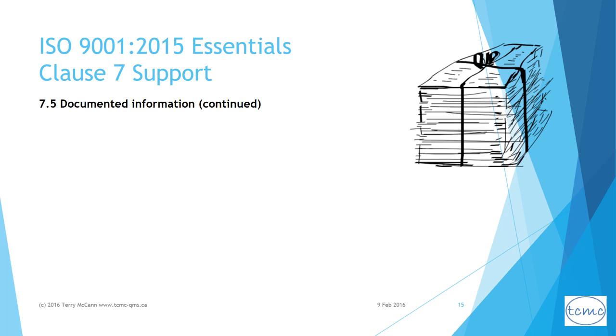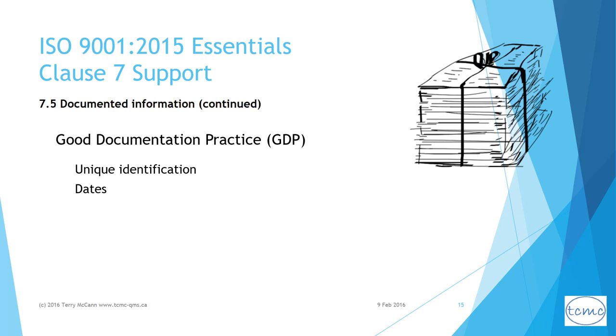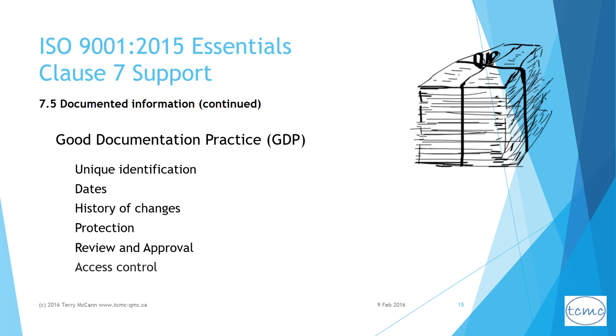This subclause requires many of the basics of generally accepted good documentation practice, or GDP, but is not as strict as some forms, such as is required for medical devices or aerospace. Thus, documents need organizational standards for unique identification, date of creation, change history such as who, when, and why, protection from accidental or unwanted changes or corruption, especially for records that provide evidence of conformance, a review process for technical subject matter, an approval process for standard operating procedures and work instructions, access control and protection for intellectual property or to ensure confidentiality.